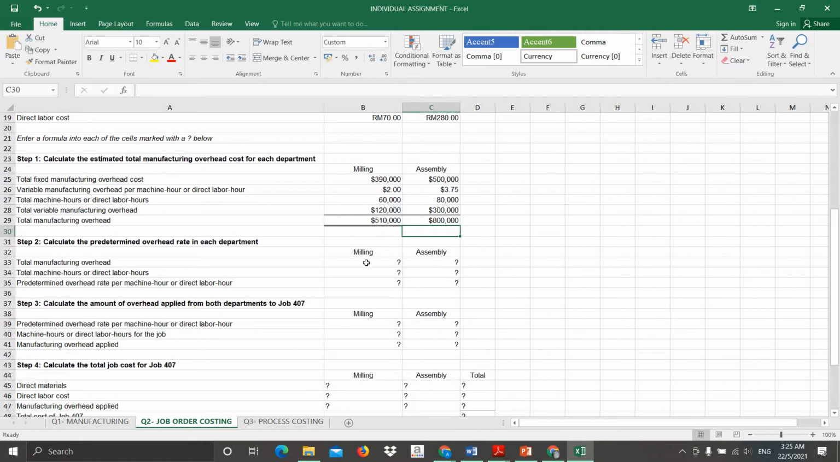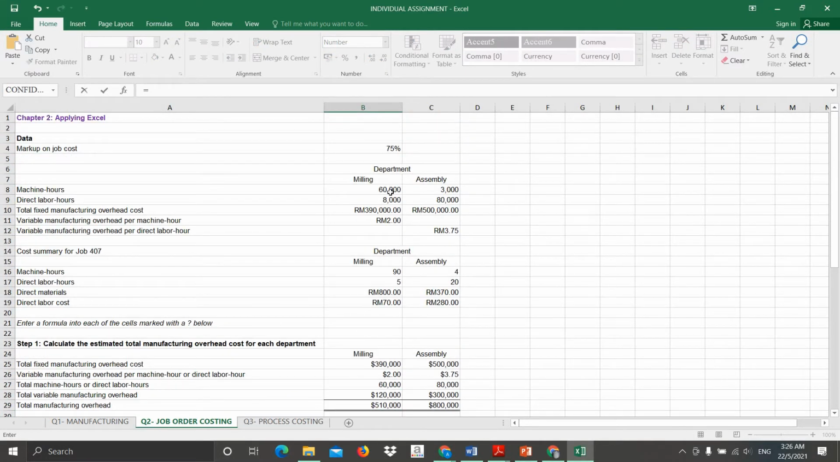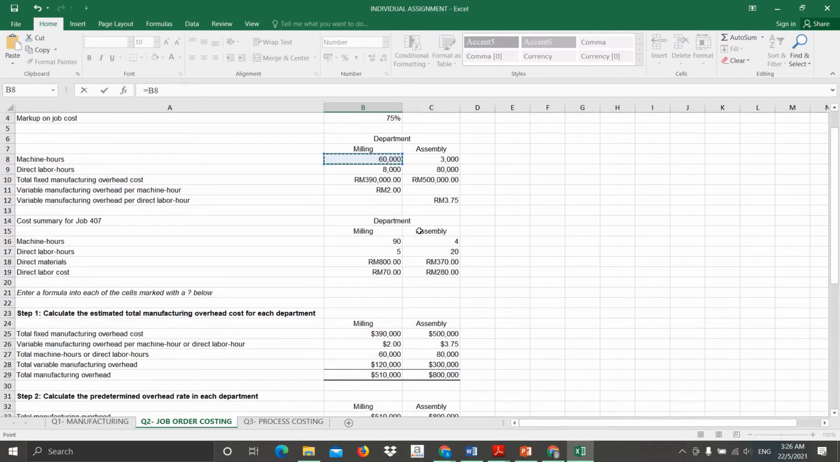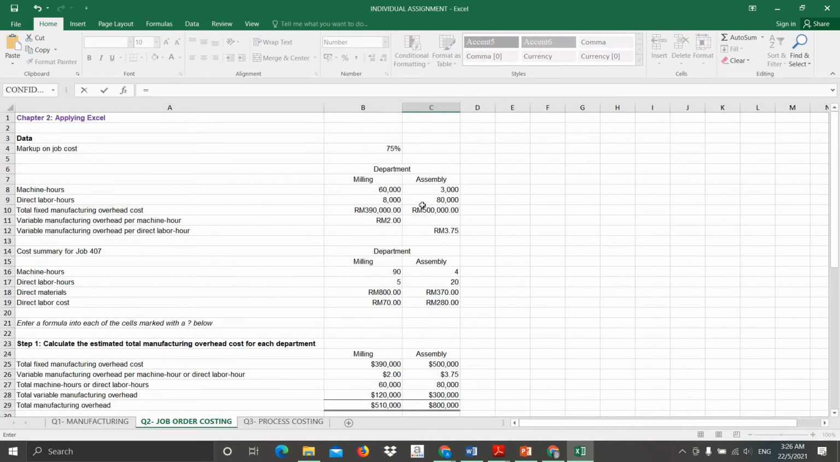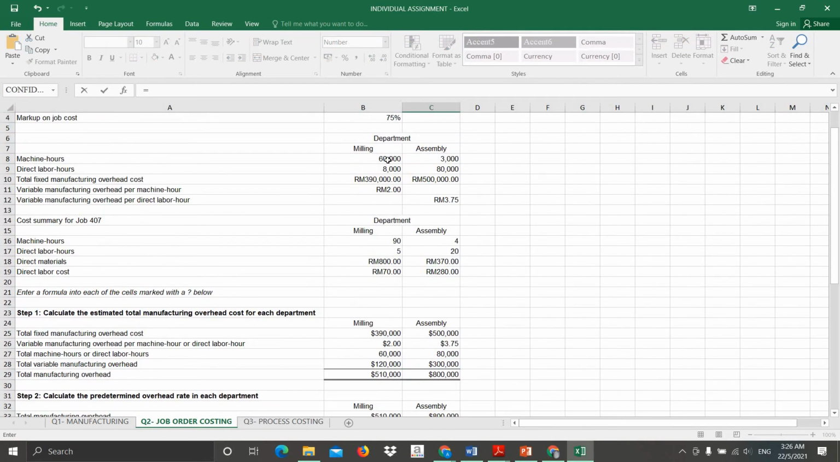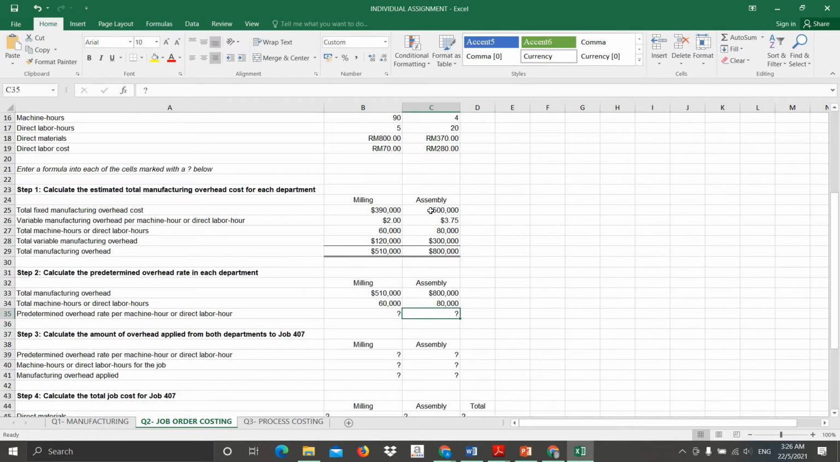Okay, so the total manufacturing overhead, you can get it from here, also with the assembly department. And for this one, we need to get it from here also, from the information given based on their base activity. So for milling department, it is the machine hour, and for assembly department, it is the direct labor hours.